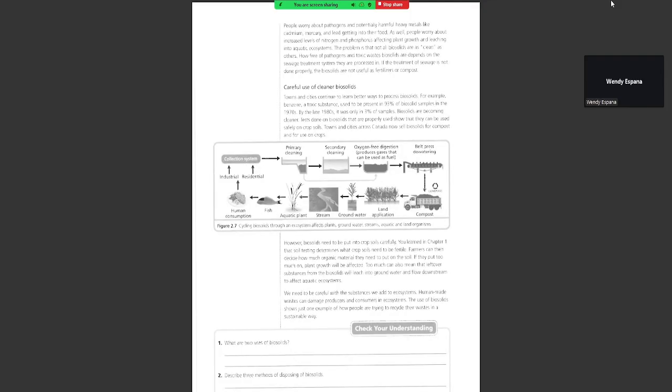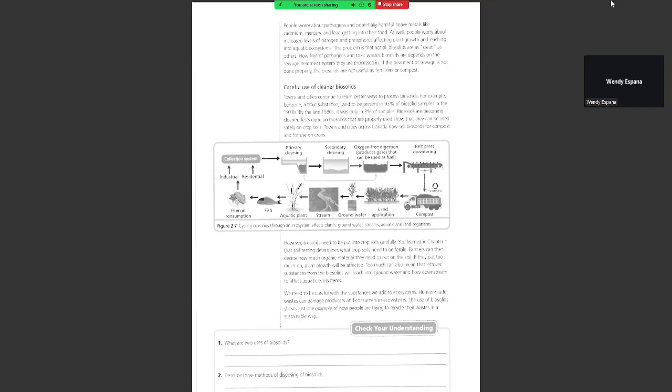There's some things in the biosolids that you have to be really careful about. One of them is if they have what's called pathogens. Pathogens are like bacteria or a fungi or something like that that is toxic to plants and animals and humans. So you'd have to be careful about that.